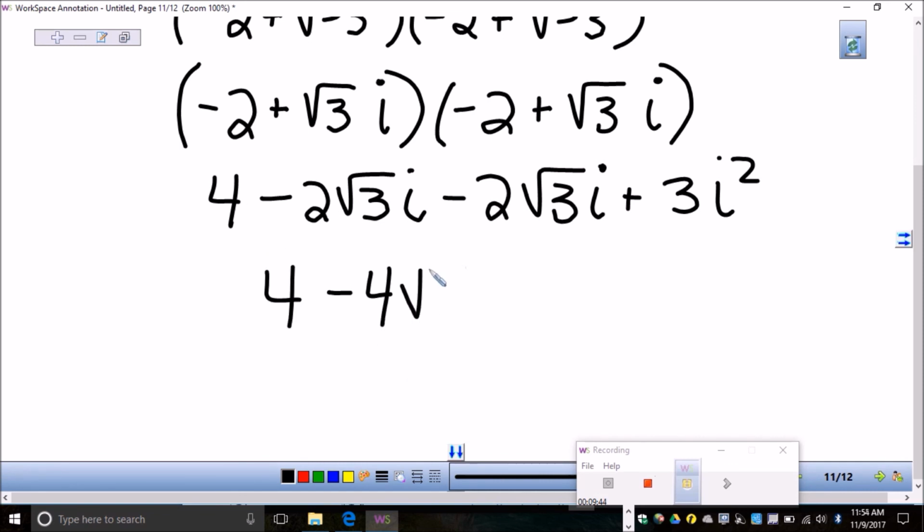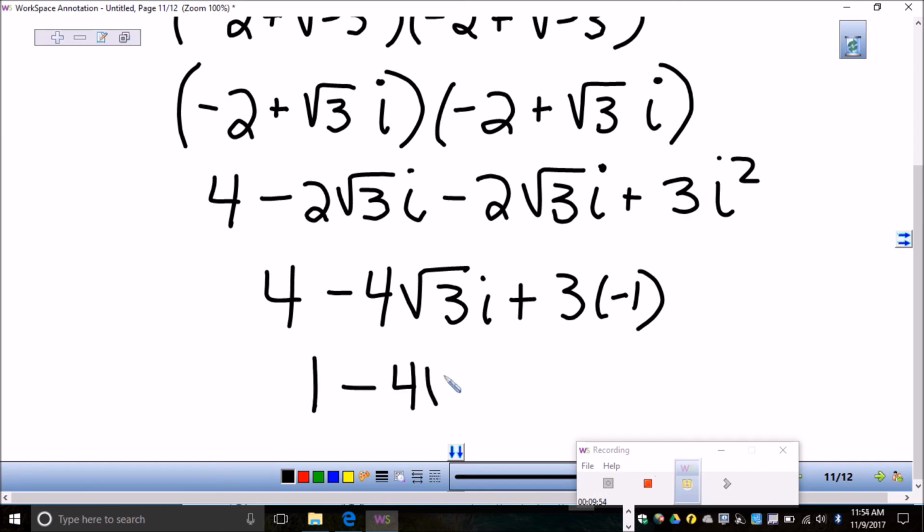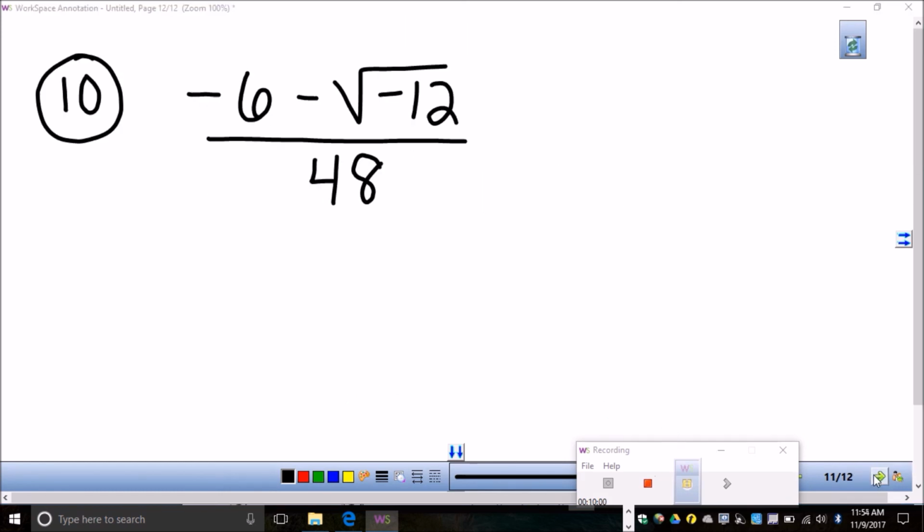All right, so we'll go ahead and put the middle terms together. So just really adding together -2 plus -2 to get -4. At the end there, the i squared is -1. And then, so that's -3, so 4 minus 3 is 1, and then we still have -4 root 3i.